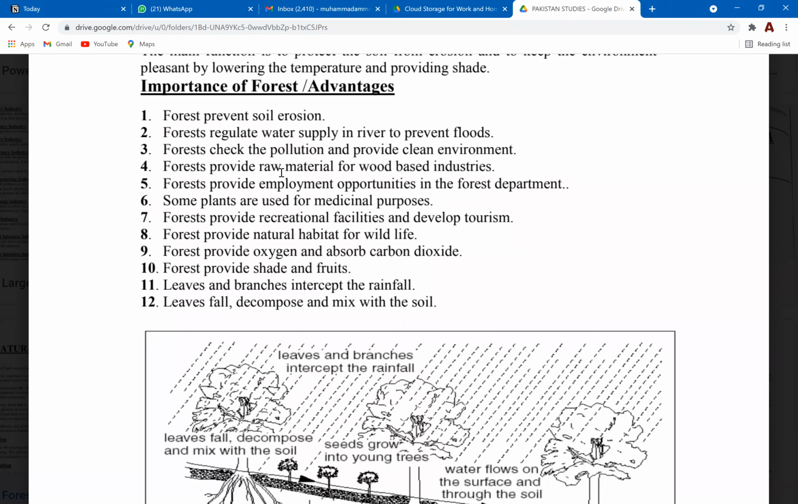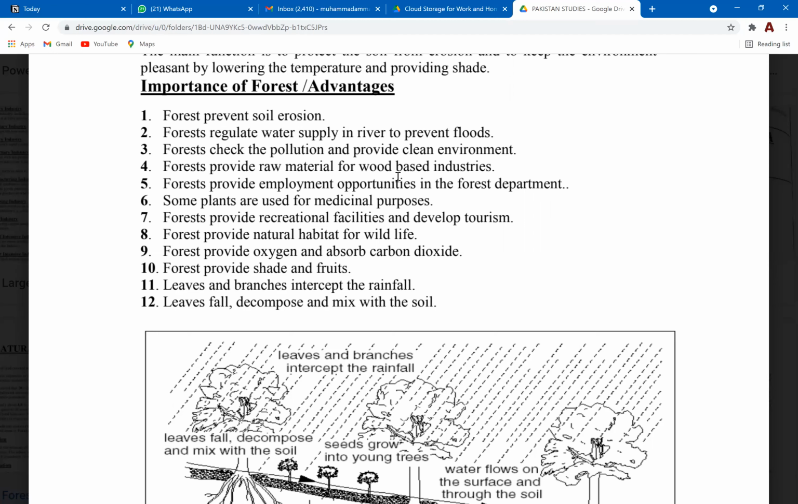Because of the strong footings and the strong roots of the forests in the ground, they protect against soil erosion. Similarly, forests regulate water supply in rivers to prevent floods as well. If you look at the second point here, forests check pollution and provide a clean environment because of their absorption capabilities of carbon dioxide and production of oxygen.